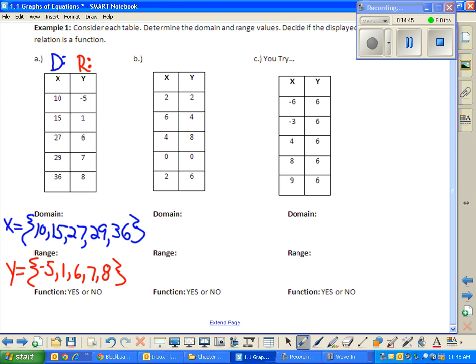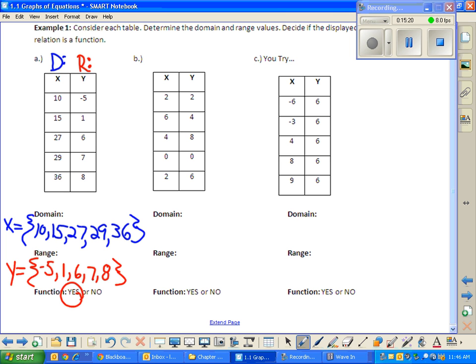Notice that no value in the domain repeats itself. Each value of the domain is paired onto exactly 1 output. Do you see that? Nodding. So the 10 doesn't repeat itself. The 10 is mapped onto one output. The 15 only occurs one time. It's paired up with 1. 27 occurs one time. It's just paired up with 6. 29 only occurs one time. It's paired up with 7. 36 only occurs one time, and it is paired up with 8. Because I get that relationship, this is a function.